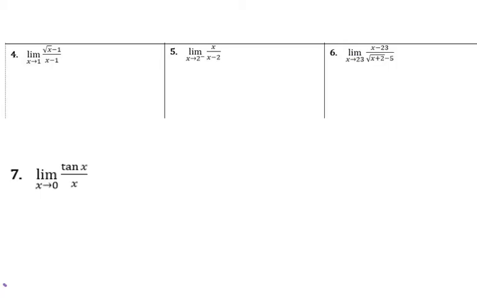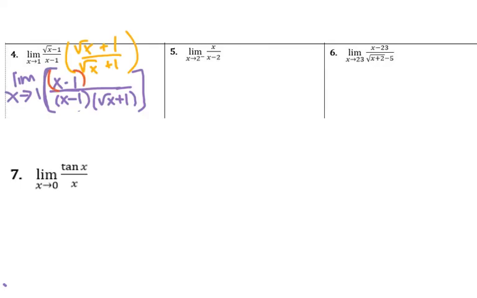Continuing on to number 4, even though I don't have a radical in the denominator, I still have a radical somewhere. Therefore, multiplying by the conjugate could help me potentially eliminate indeterminate form. Because right now, if I substitute 1 in, I am going to get indeterminate form of 0 over 0. So let's just see what happens if I multiply both the numerator and the denominator by the conjugate.